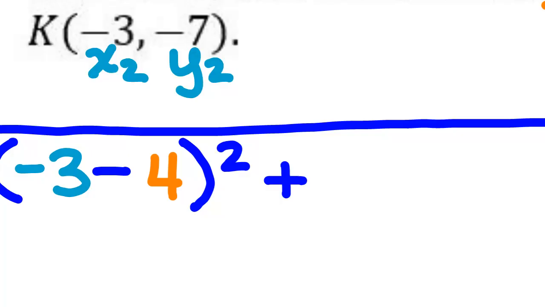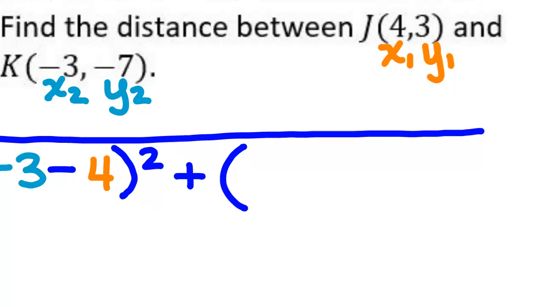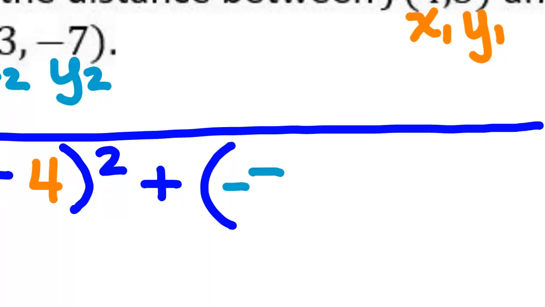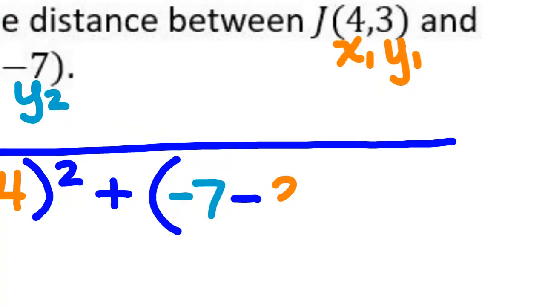And then we have a plus sign between our parentheses. And then we're going to do the exact same thing with the y parts of the ordered pairs. So another set of parentheses, and we do y2. What is y2? -7 minus y1. What is y1? 3. And then we close the parentheses and square it.